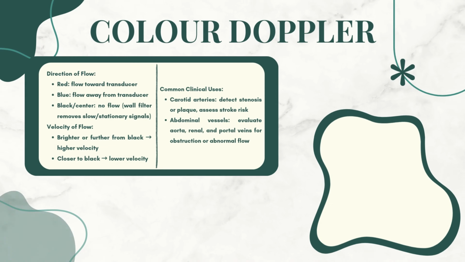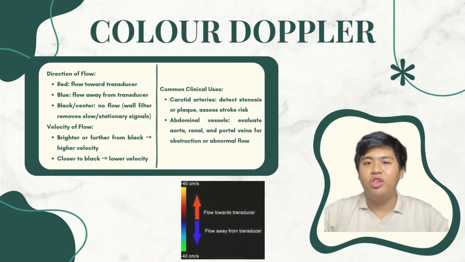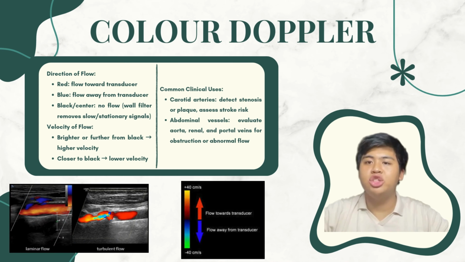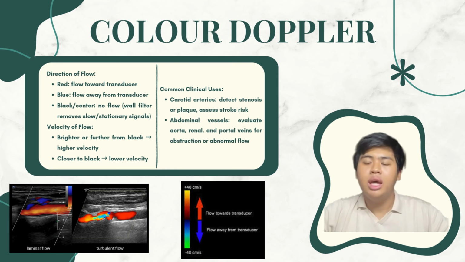Color maps help us to visualize blood flow. Red shows it flows towards the transducer, the blue color shows flows away from the transducer, and the black in the center means no flow. Brighter or more distant color indicates a higher velocity, while color near black indicates a slower flow.